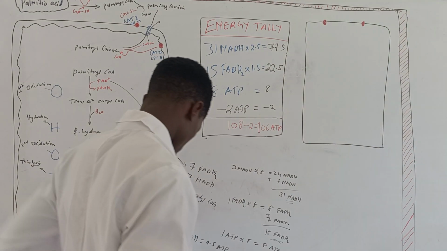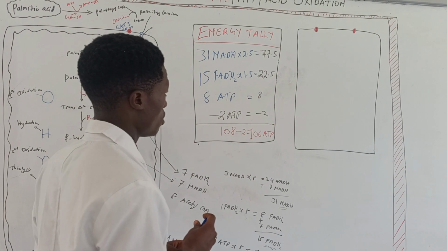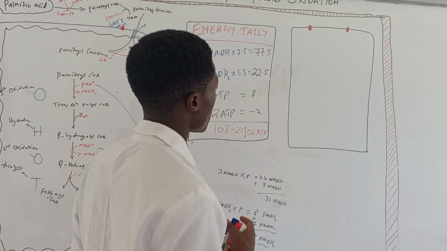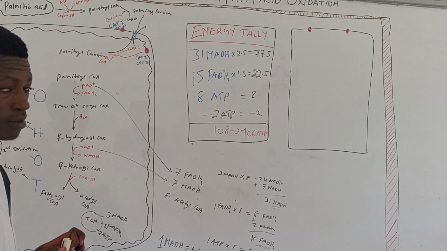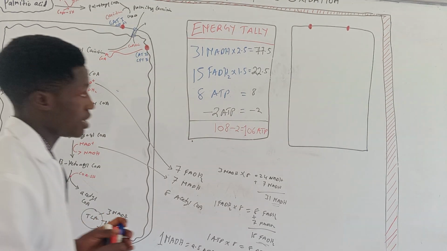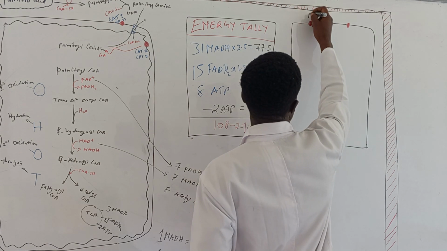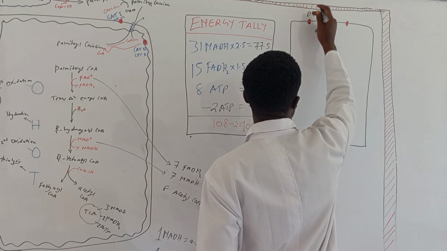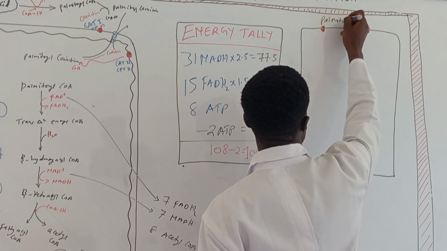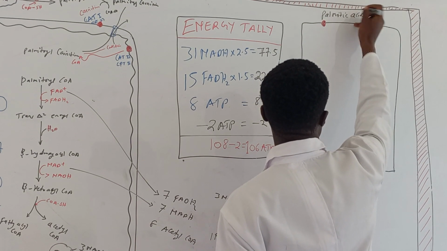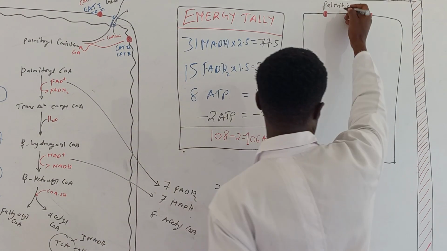Alright, now let's do something here. This structure you are seeing here is a peroxisome. Now, inside the peroxisome, we also do the beta oxidation just like in the normal cell, in the mitochondria. But now there's a slight difference. So suppose here we have our palmitic acid. Palmitic acid is going to get into the peroxisome.